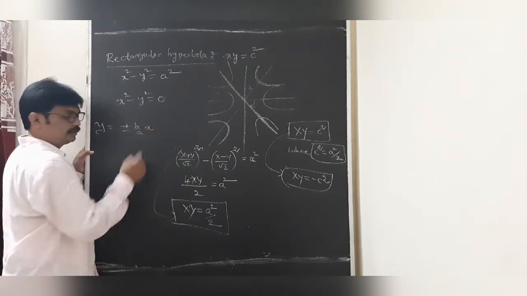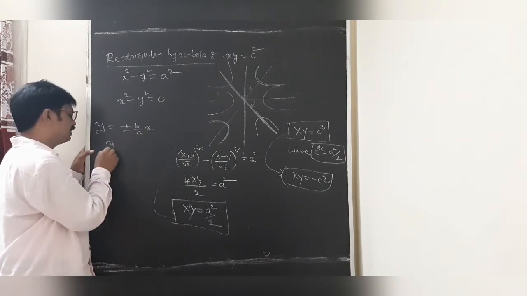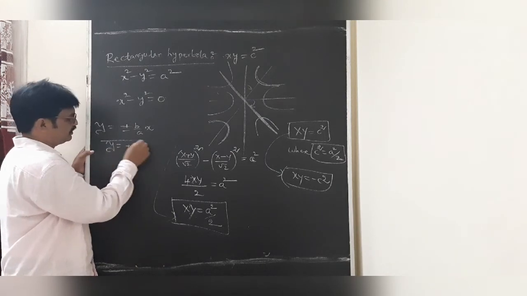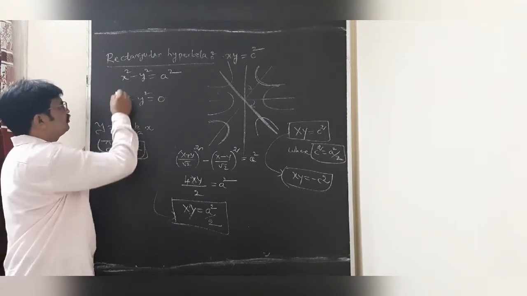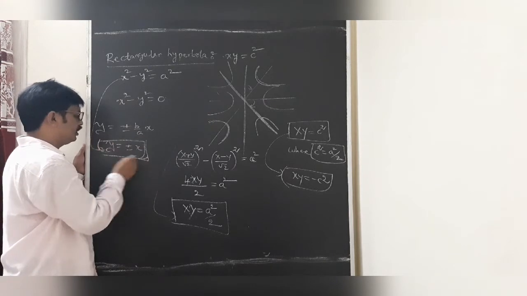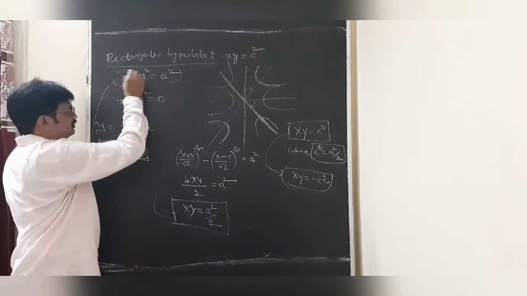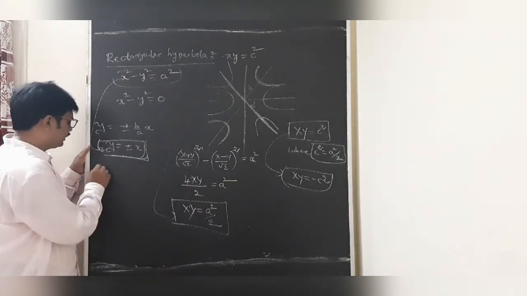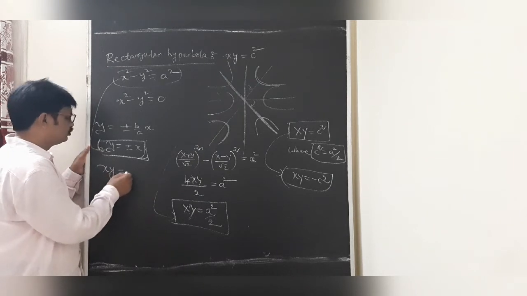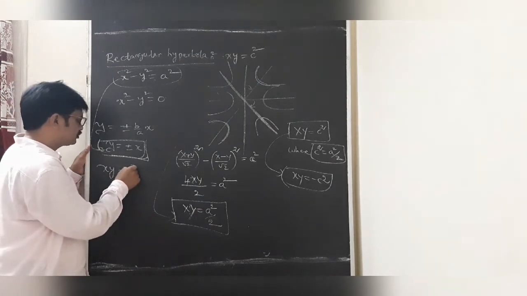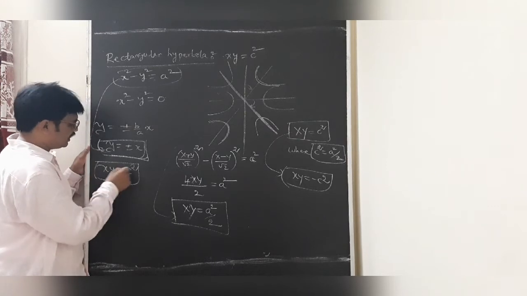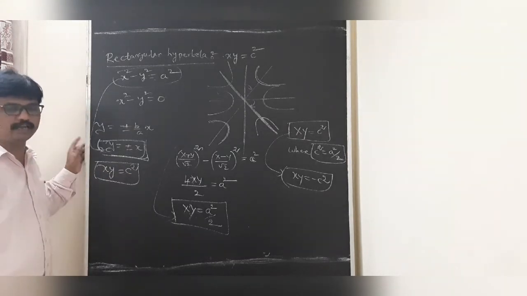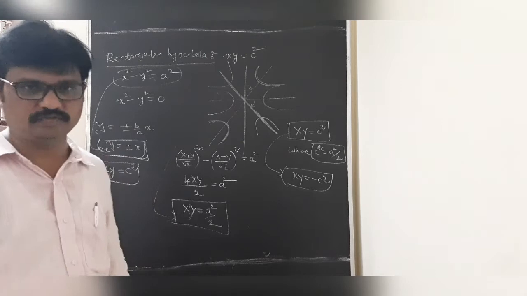When a equals b, y equals plus or minus x. These are the asymptotes of the rectangular hyperbola. When we take xy equals c square, my dear students, the asymptotes of the rectangular hyperbola are the coordinate axes, and vice versa.